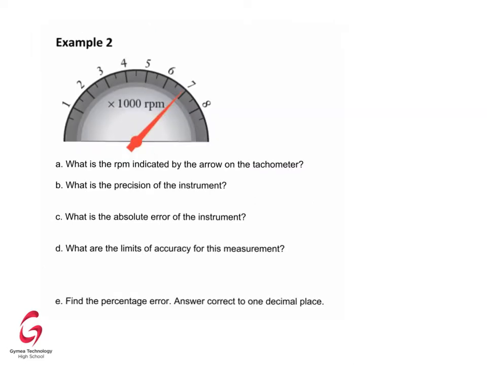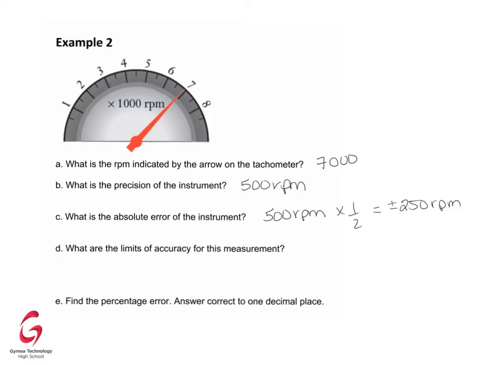For example number 2, part A, what is the RPM indicated? That is roughly 7, and I'm going to write it as 7,000 RPMs. Next, what is the precision of the instrument? Well, we can see that it's precise to 500 RPMs because of that little line that falls in between every 1,000. The absolute error of the instrument is precision multiplied by 1/2, so that gives us plus or minus 250 RPMs.